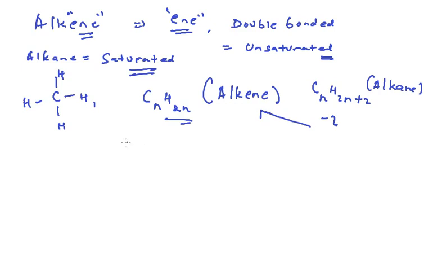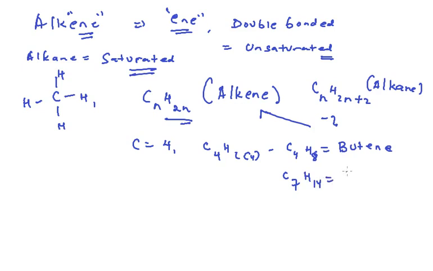So let's say you have a carbon atom count of 4, it's going to be C4H, 2 times 4, so C4H8. And this time the name would be, instead of butane, butene. If you have 7, it's going to be C7H14, and 7 is hept, so it's going to be heptene.